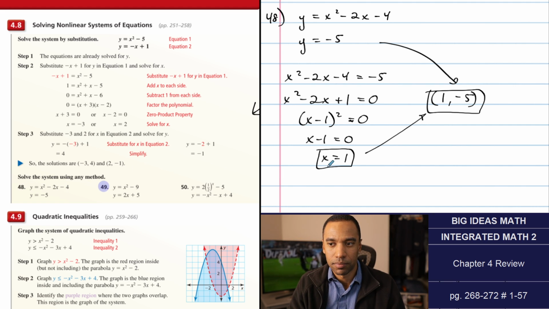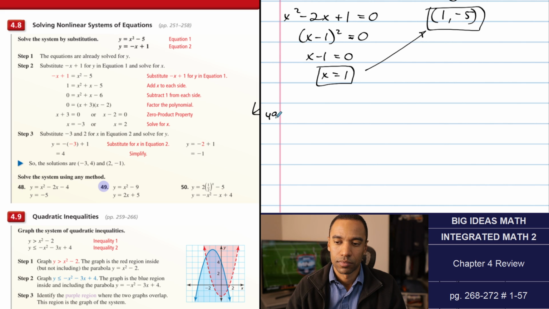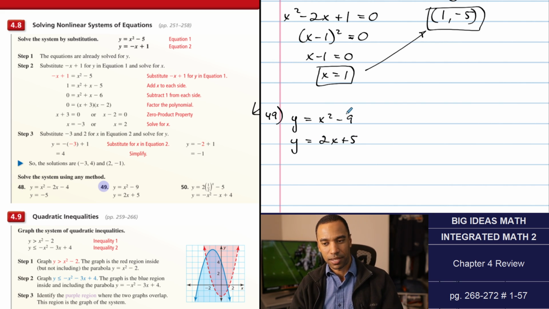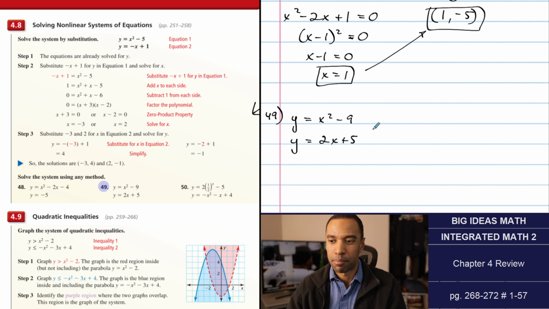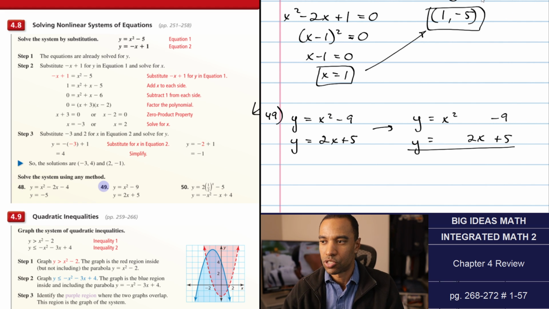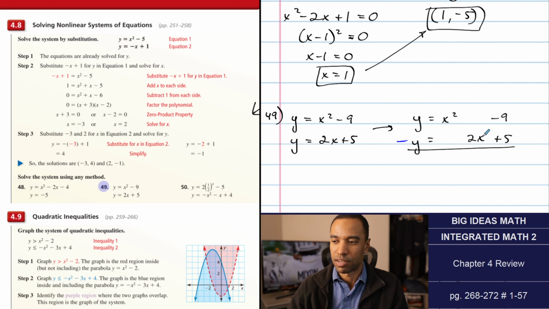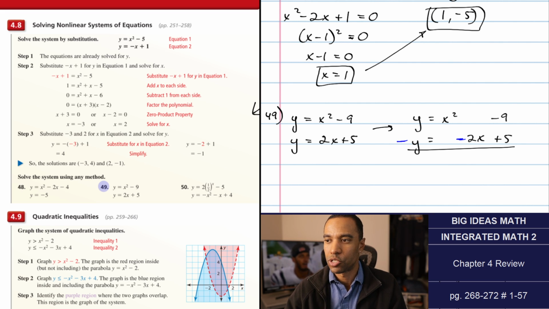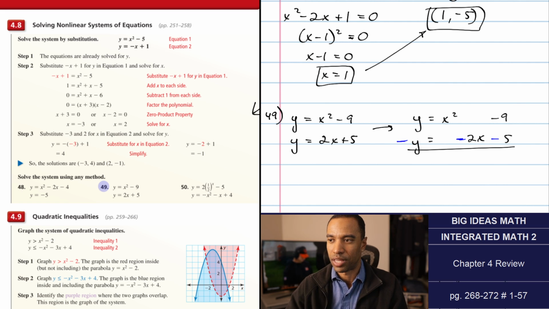Number 49, you have y equals x squared minus 9 and y equals 2x plus 5. For the sake of variety, I'm going to use the elimination method this time. For the elimination method, you're basically subtracting down these lists, but you want to line some things up like so. We want to make sure that things are in line. So I'm going to subtract everything. I'm going to change all these signs. I don't always write it like that, but for the sake of this problem, I will. Subtract everything to eliminate the y's and only have x's left.